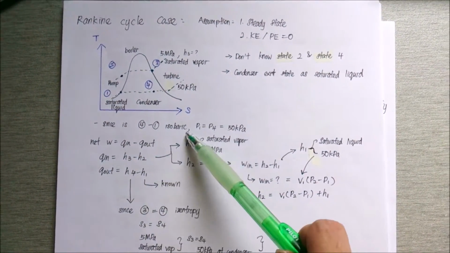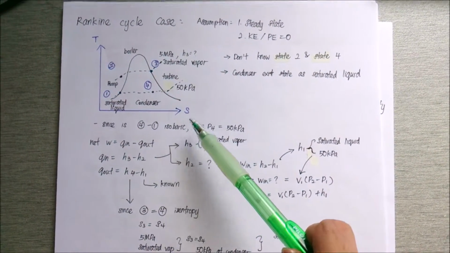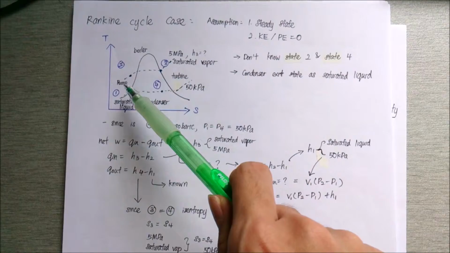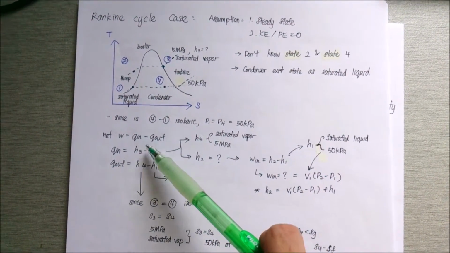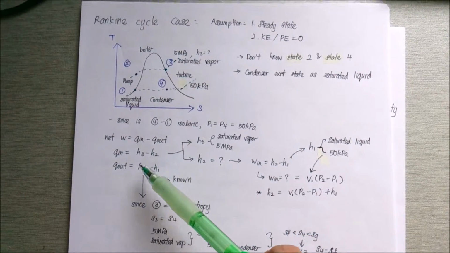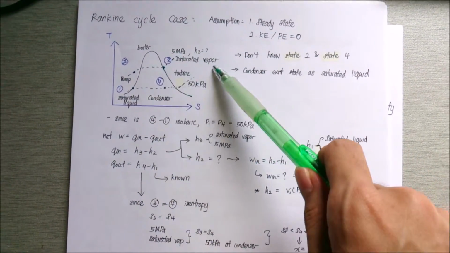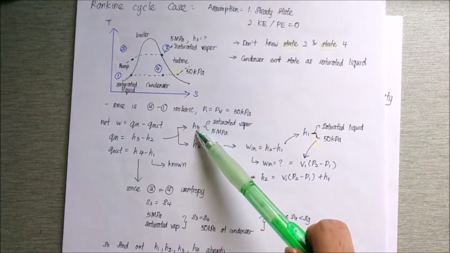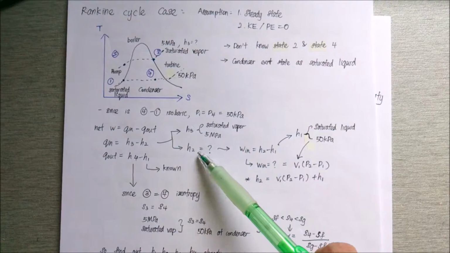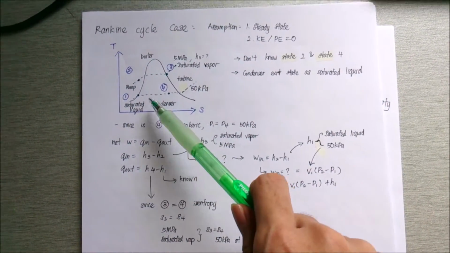How do we solve the problem now? Since we already know that 4 to 1 is isobaric, P1 will equal P4, equal to 50 kilopascal. And we know that Q in equals H3 minus H2 and Q out equals H4 minus H1. From the information of 5 megapascal and saturated vapor at state 3, we should be able to find the enthalpy 3, H3. But how do we find H2? For this we need to use the process 1 to 2.